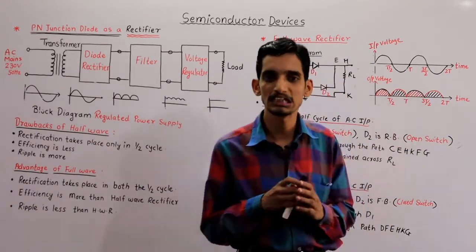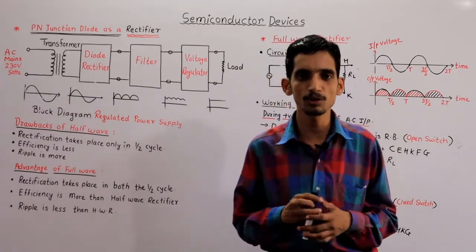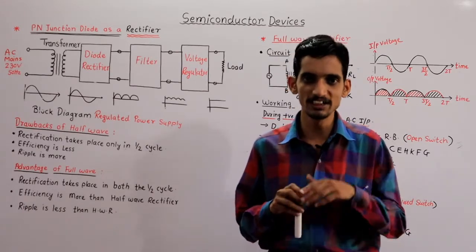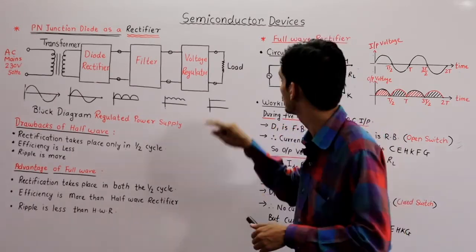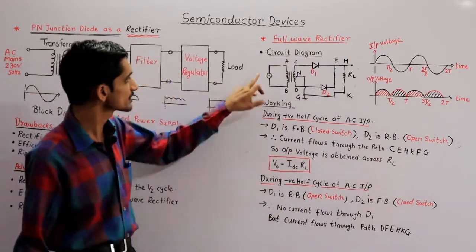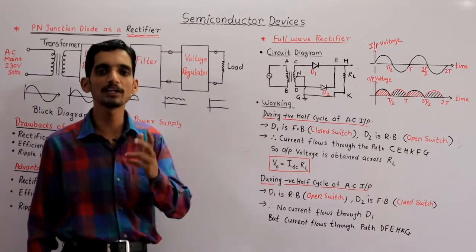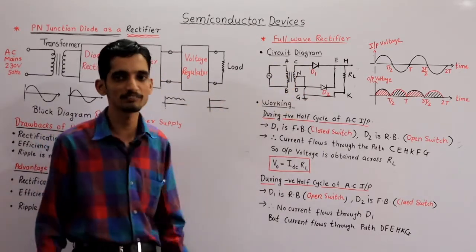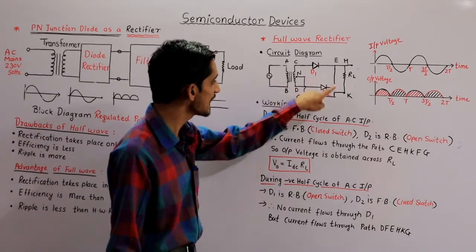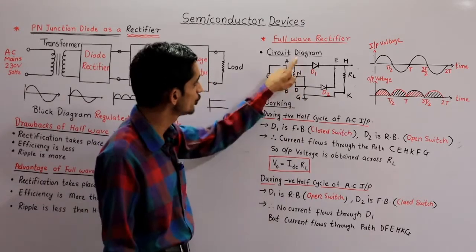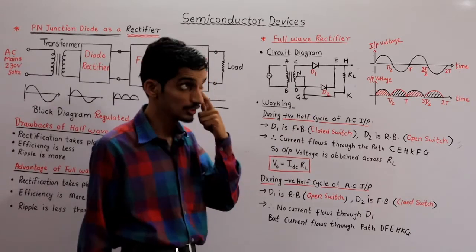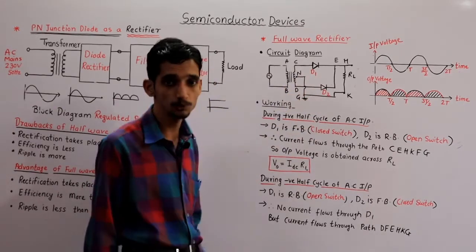So for that purpose, some modification has been done to the half wave rectifier. What modification was done? That we will discuss in terms of the circuit diagram, and the name given is full wave rectifier. If you observe the circuit diagram of the full wave rectifier and compare it with the previously discussed half wave rectifier circuit diagram, you will see that one diode has been added. So it consists of two diodes now, D1 and D2.